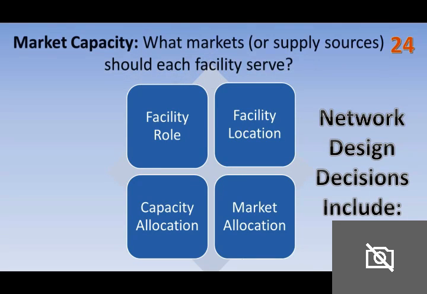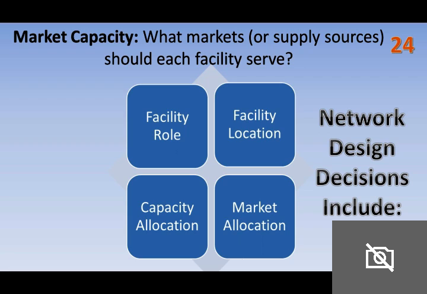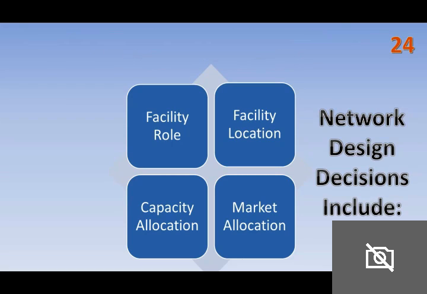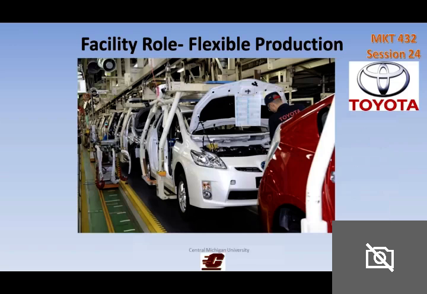Then lastly, market allocation. Which markets should each facility serve, or supply chain sources? This can be serving a market by providing a product to a market or placing a manufacturing facility to best take advantage of your supply chain sources. So it could be either one of these when we refer to market allocation. Let's look at an example of each of these.